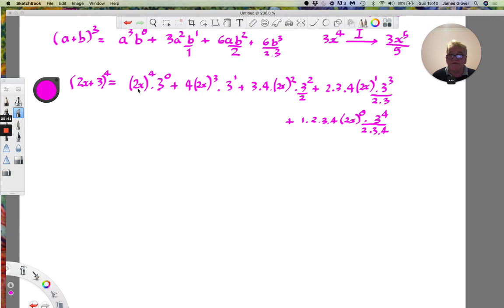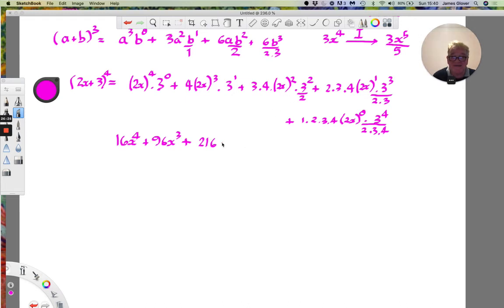So the 3 to the power of 0 is 1, and (2x) to the power of 4 is 16x to the power of 4. And here we'll get 8 times 4 is 32, times 3 is 96. So we get plus 96x cubed. Plus, we can simplify 4, 4 is 16, multiplied by 27, divided by 2 is 8 times 27 is 216, I believe. I hope I haven't made a mistake there.